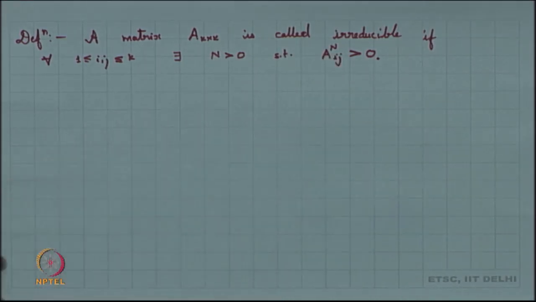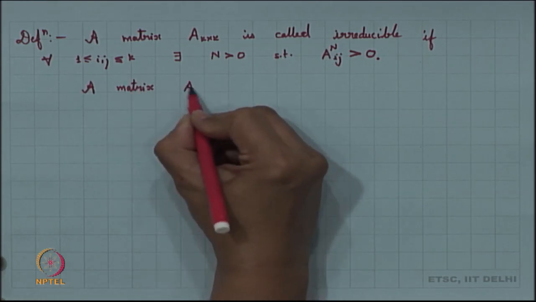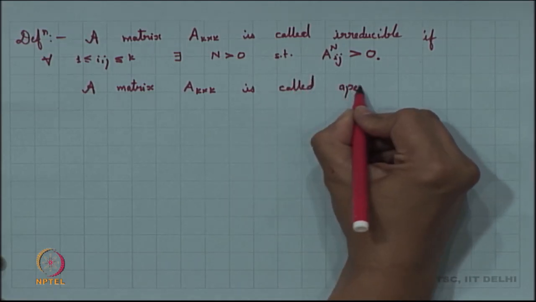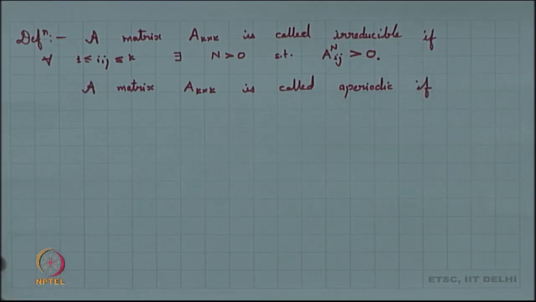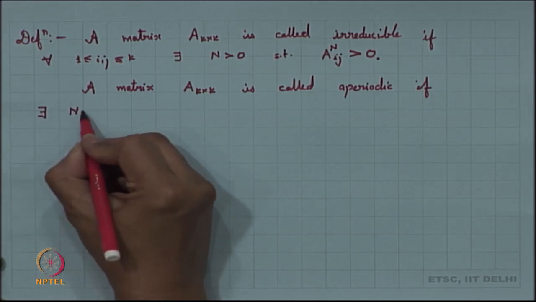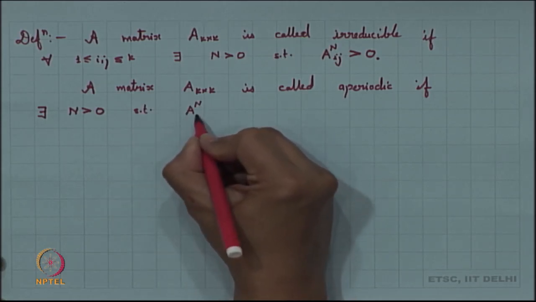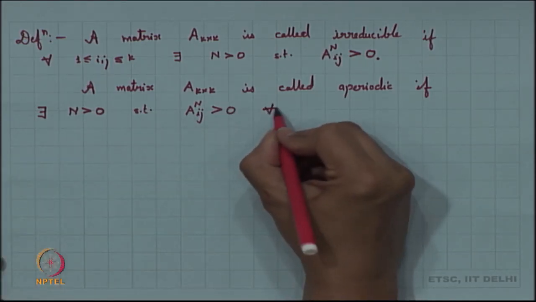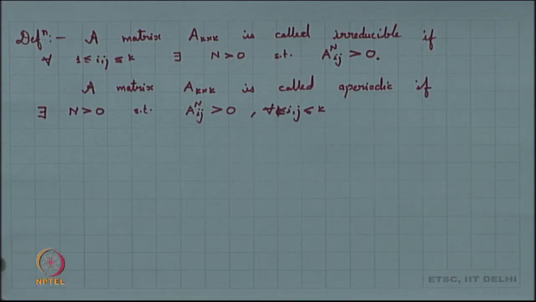And again we have something more about a matrix. So, we say that a matrix is called aperiodic if, now something different from here, there exists a positive n such that the ijth entry of A to the power n is positive for every i and j between 1 and k.